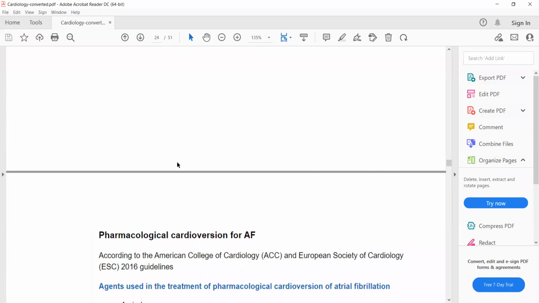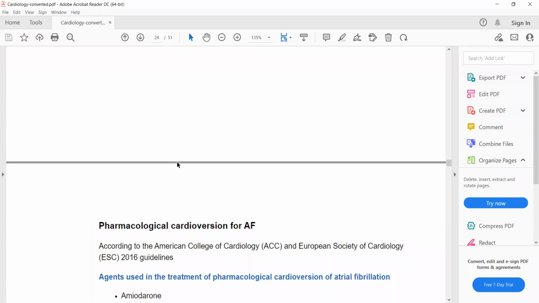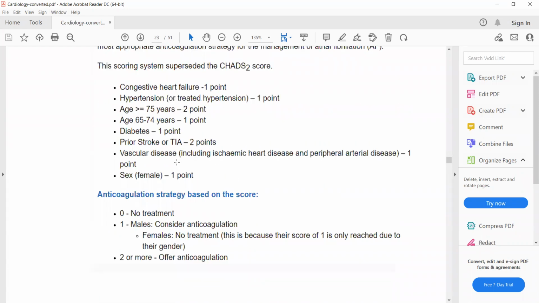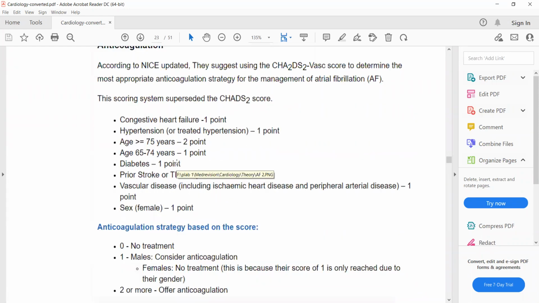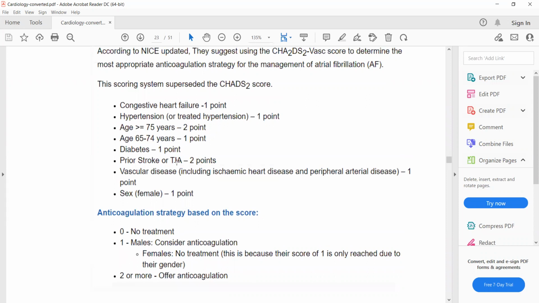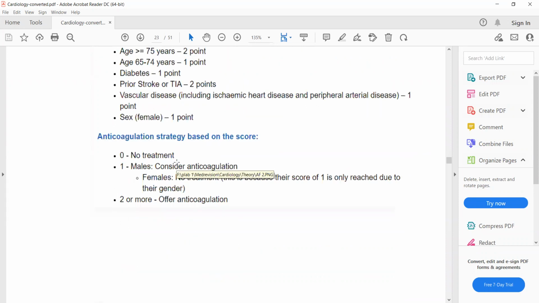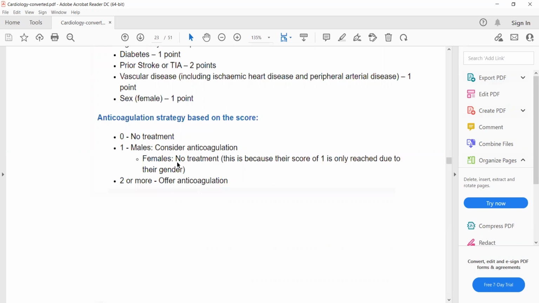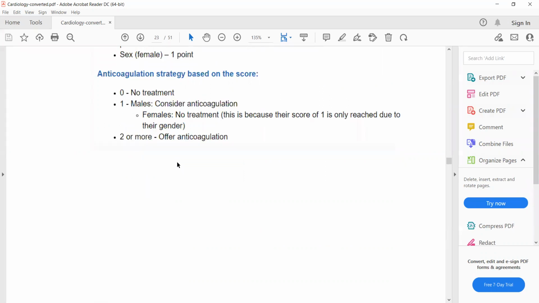So atrial fibrillation is diagnosed on ECG by absent P waves and irregular QRS complexes. And the need for anticoagulation is decided on the basis of the CHA2DS2-VASc score. A score of 0 requires no treatment, and 1 in females also requires no treatment. A score of 1 in males, we will consider anticoagulation, and a score of 2 or more than 2, we will offer anticoagulation.